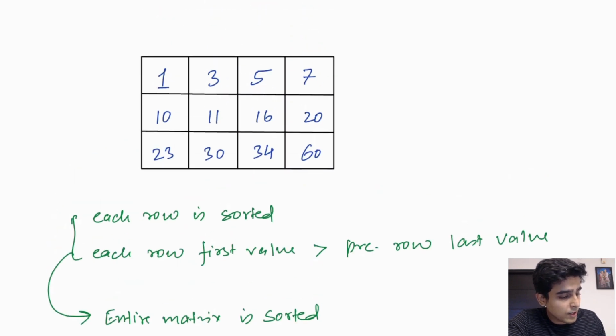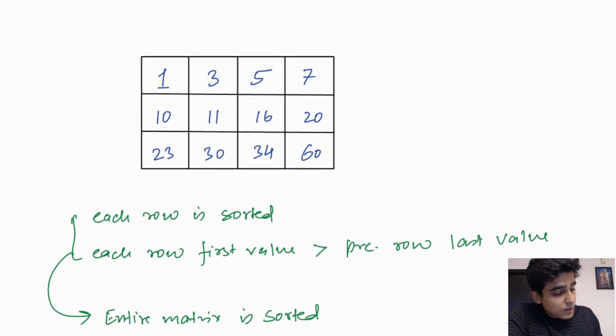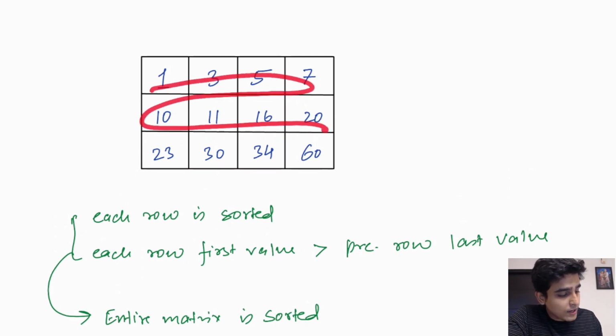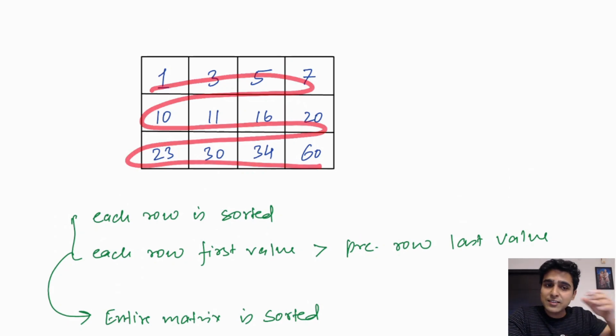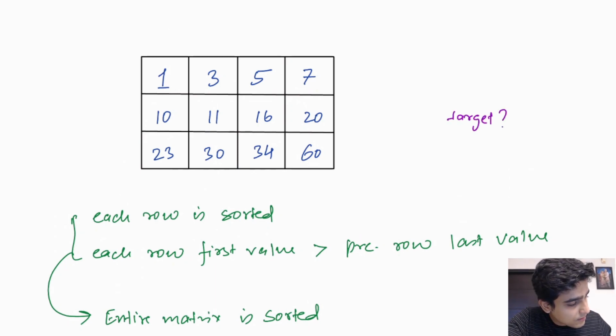How can we say that? For example, if you look at it, 1, 3, 5, 7, then 10, 11, 16, 20, then 23, 30, 34 and 60. It means if you traverse the matrix row by row from left to right, you can see this whole matrix is sorted. And the question is, we have to find the target in the matrix. Now, it is like a binary search. The matrix is sorted and we have to search the target.